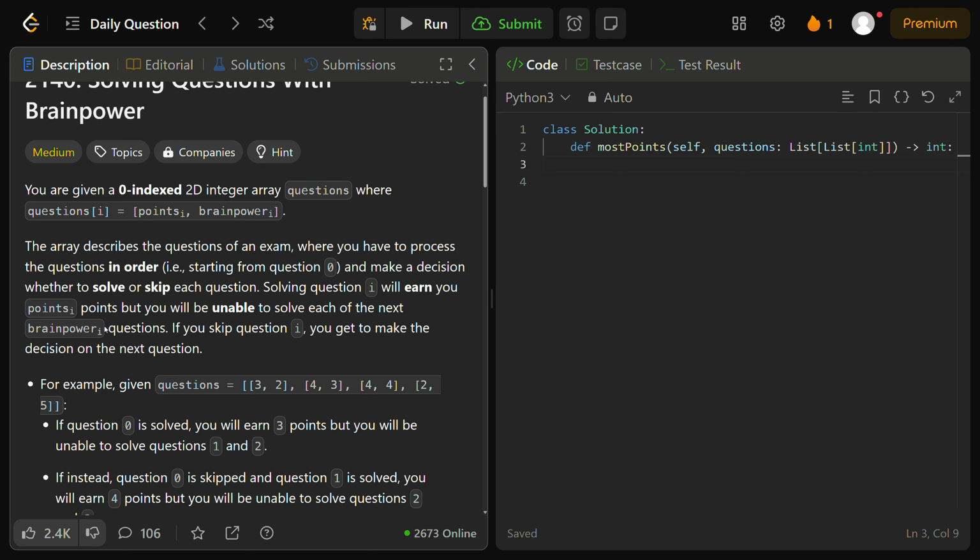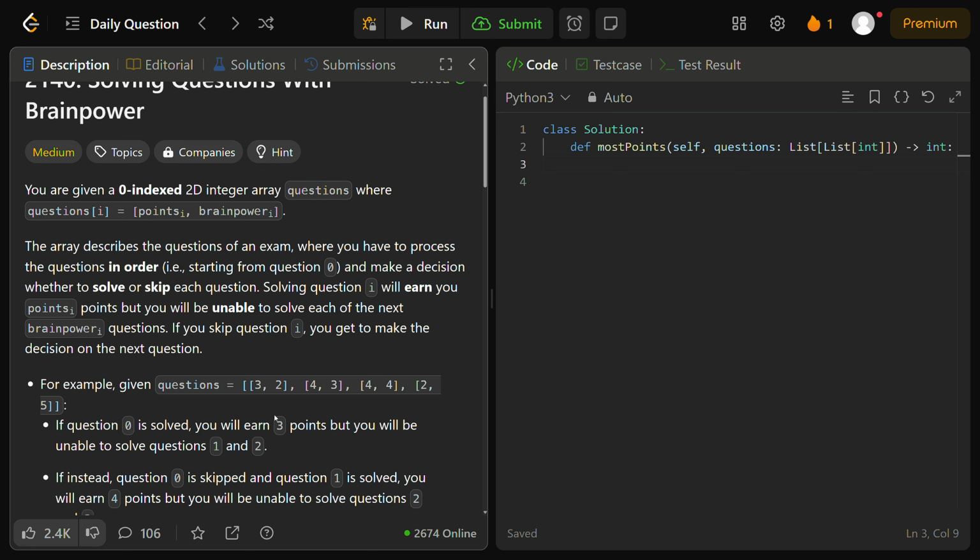And effectively, the final answer is going to be stored in DP at index 0. That's going to tell us, again, the maximum points possible from the first question onward, because at the end of the day, it's most optimal to start from the first question and get the maximum number of points starting from the 0th question, or the 0th index, right?